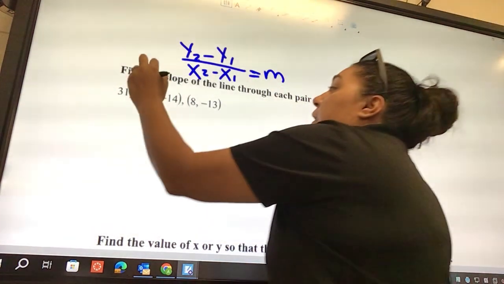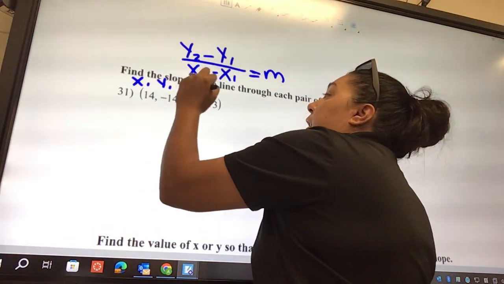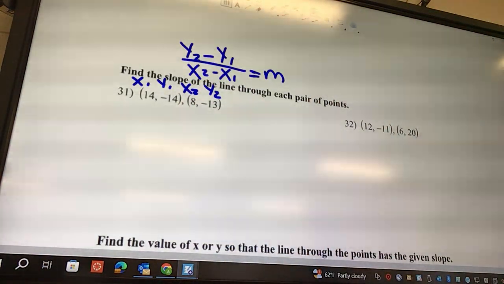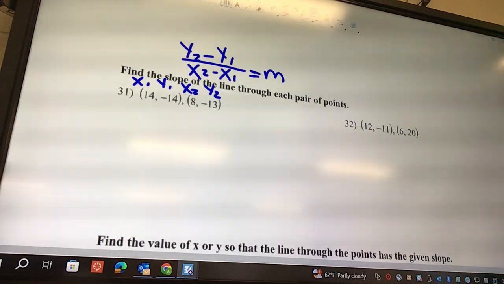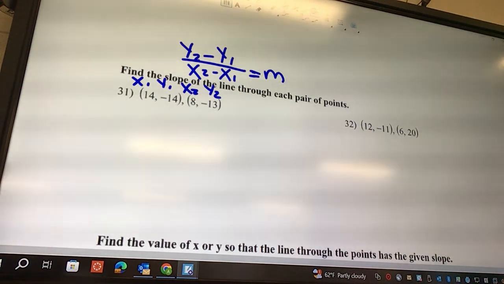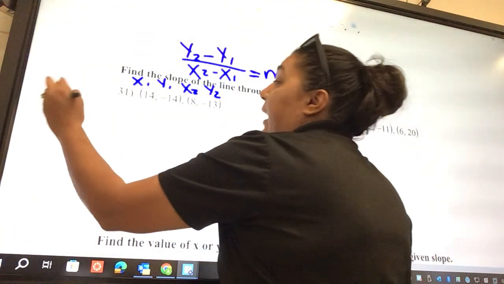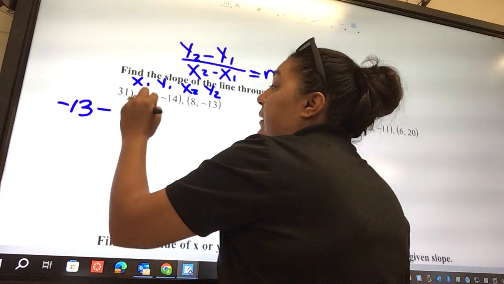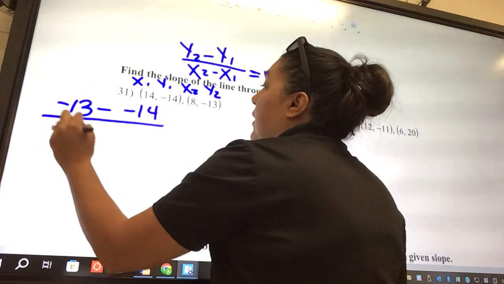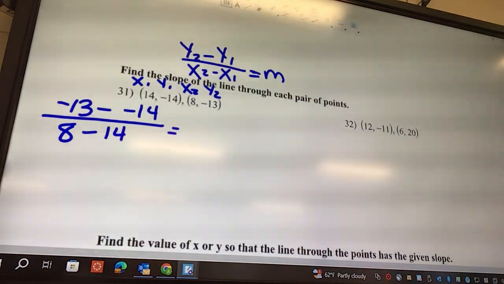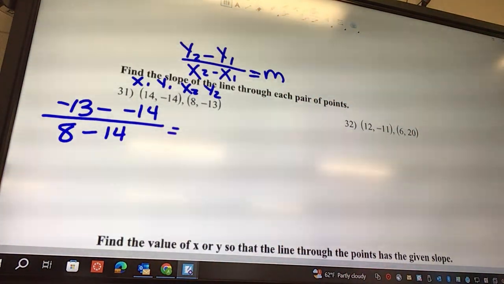Okay, so we can go ahead and label x1, y1, x2, y2. If you don't know how to type these in on the calculator, please let me know today, and I will gladly help you. They're actually not that bad to do, right? If you know how to type them in. So it's going to look like negative 13 minus negative 14 over 8 minus 14. You're going to type that in a calculator and see what you get.